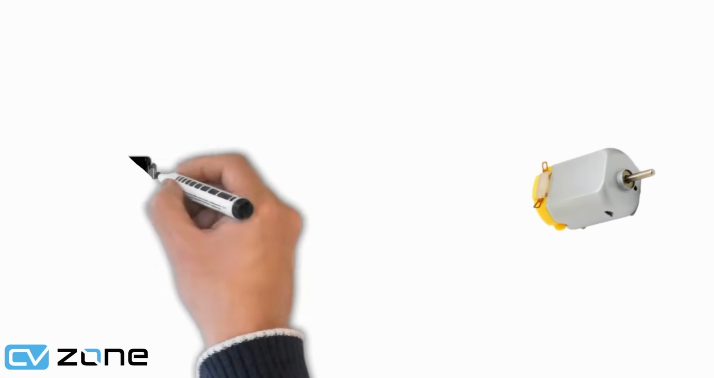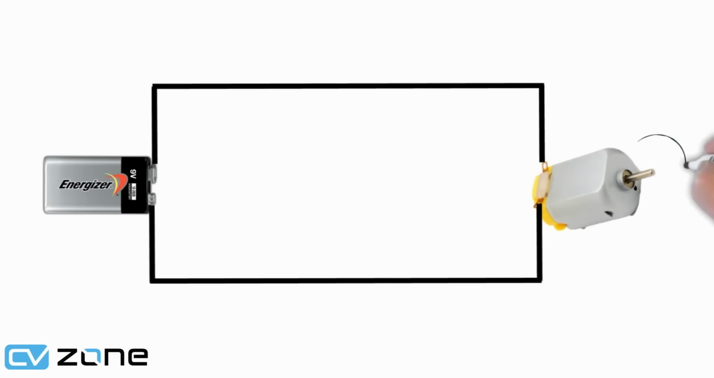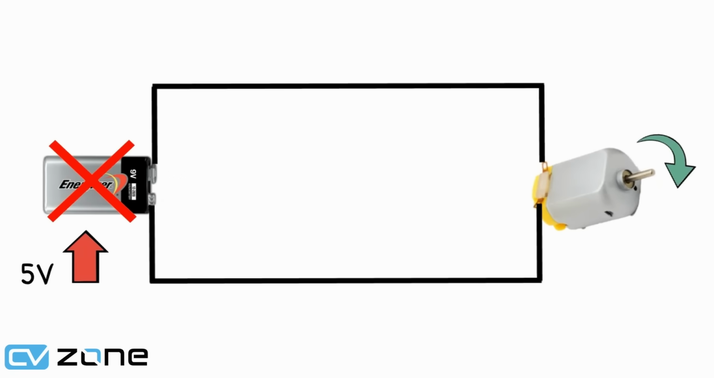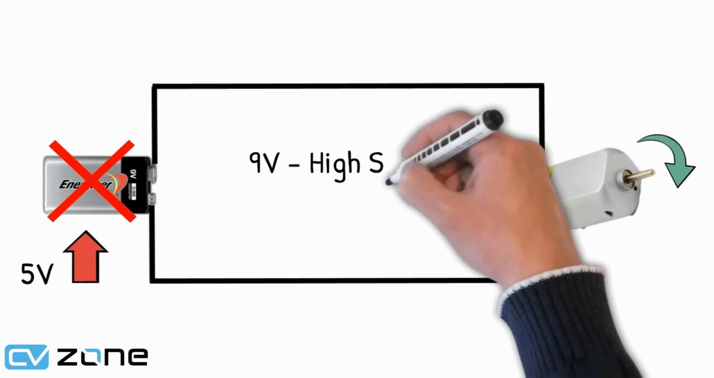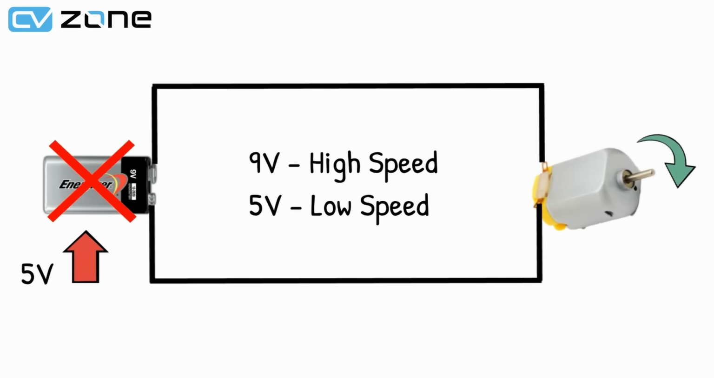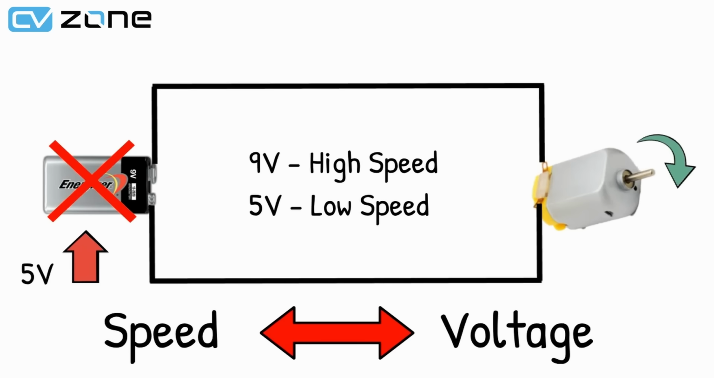Let's say we have a motor and a 9-volt battery. If we connect them together, the motor starts to move. Now what happens if I change this 9-volt supply to 5 volts? Well, the speed will decrease. We can say at 9 volts we have high speed and at 5 volts we have low speed. In other words, speed is directly proportional to the voltage. But the question is, what if we wanted to change the speed of the motor without changing the power supply?